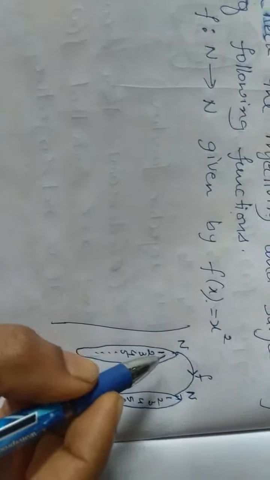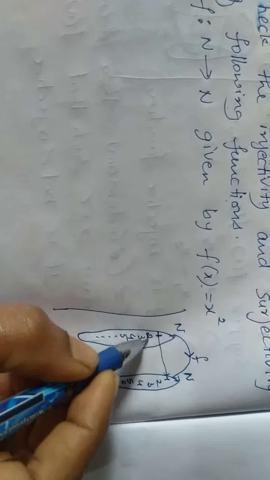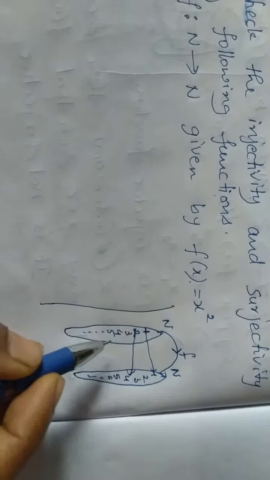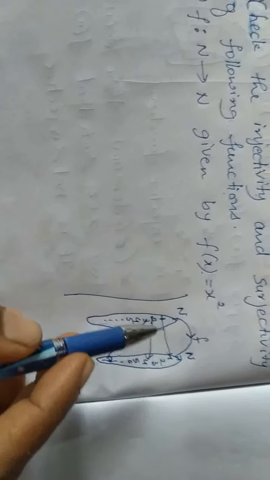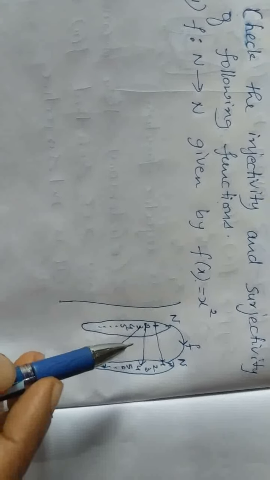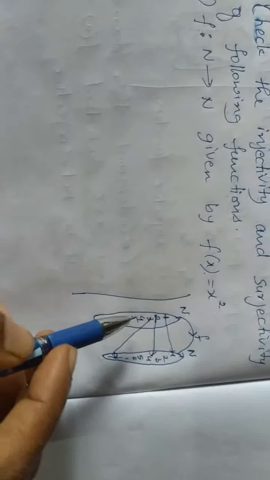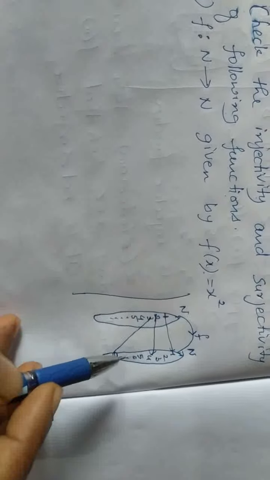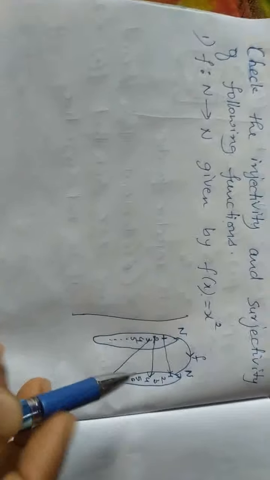F of x is equal to x square means image of 1 is 1 square, which is 1. Image of 2 is 4. Image of 3 is 9 somewhere here. And image of 4 is 16, image of 5 is 25 and so on. It is clear that different elements have different images. According to the definition, if a function is one-one, then distinct elements of the domain have distinct images in codomain. This condition is satisfied here. Therefore, this function is one-one or injective.